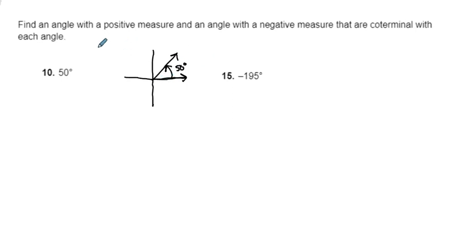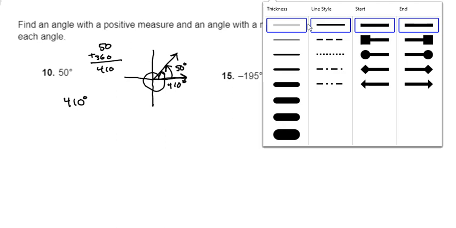So all you have to do is go 50 plus 360. 360 is your one full rotation, and then you get 410 degrees. So 410 degrees would be one of them. And like I said, you don't have to draw these. I'm just drawing it so you can see what I'm up to. 410 degrees, and then I'm going to do my negative one in red.